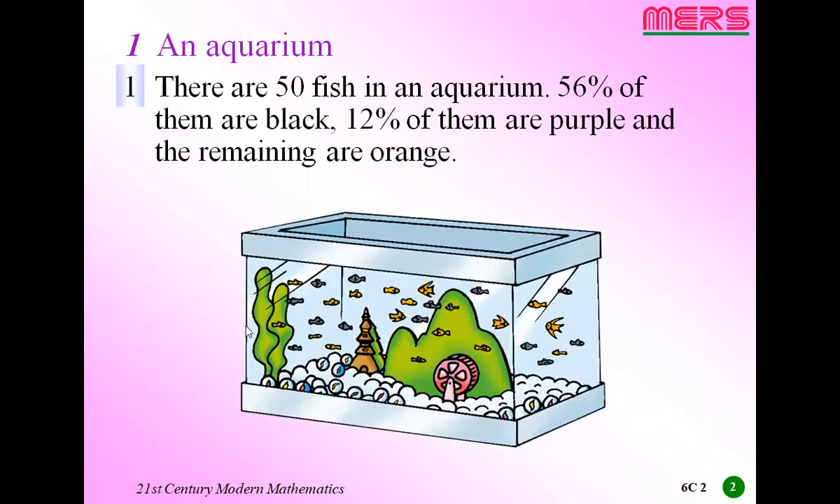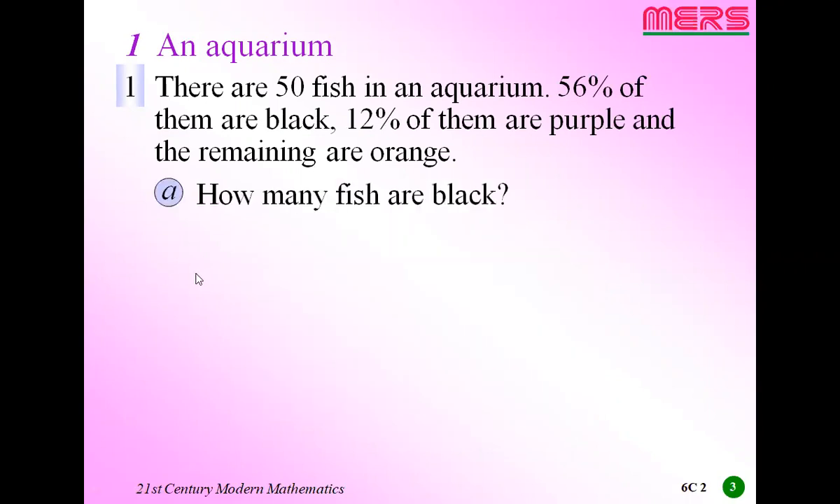In this fish tank, there are 50 fish. The black color of fish, purple color of fish, and orange color of fish. So in the first question, they're asking how many fish are black. As we learned before, when we want to find the number of something by using the given percentage, we just need to use the total number of it times the percentage given. So same as here, you use the total number of fish, 50, times the percentage of black fish, which is 56%.